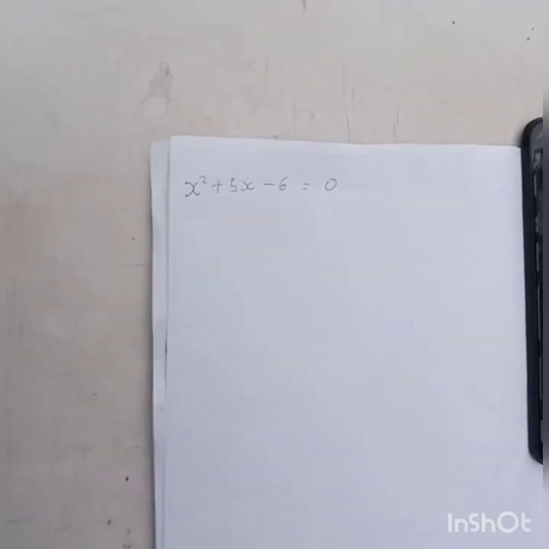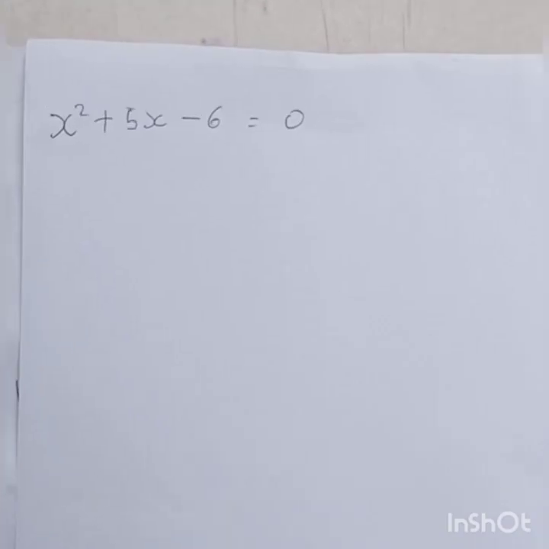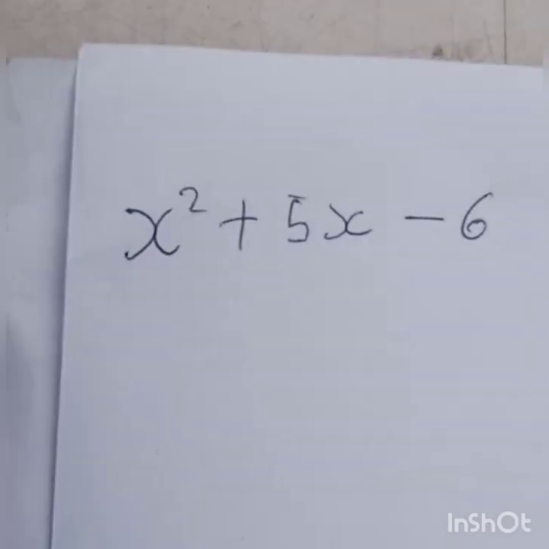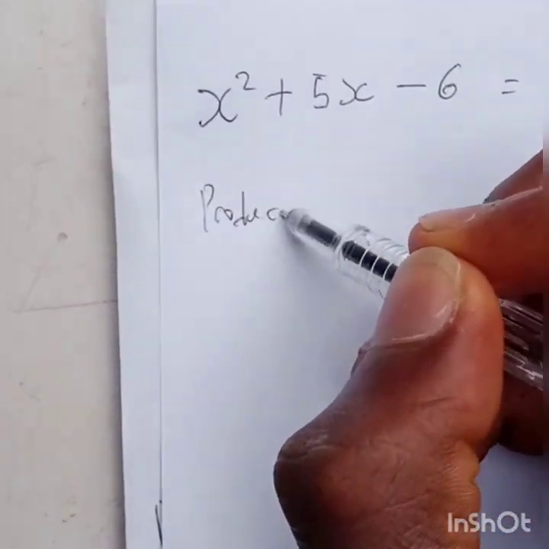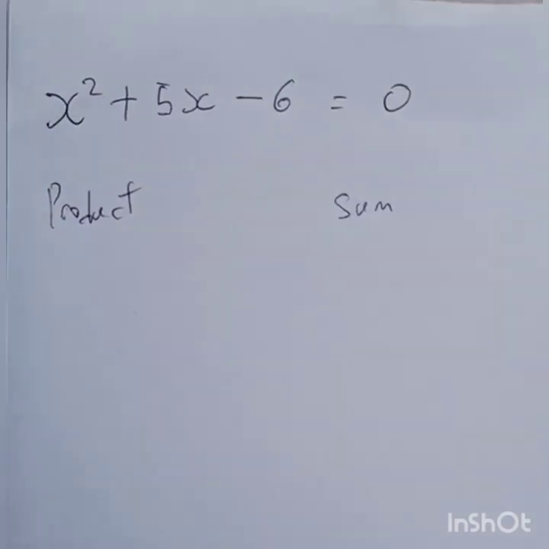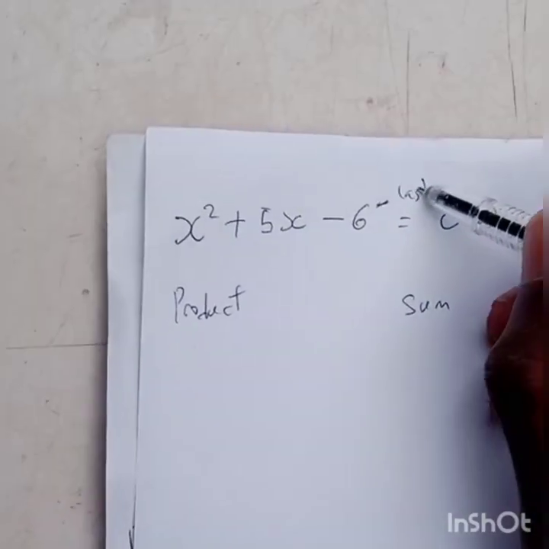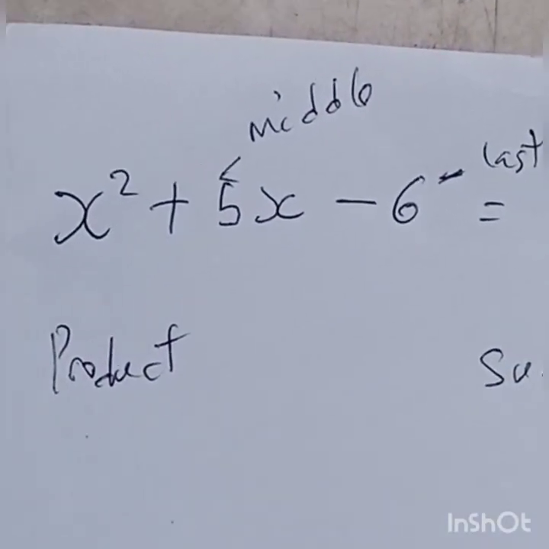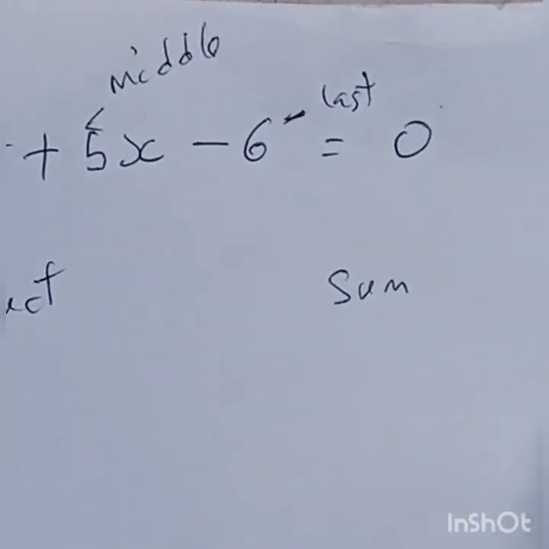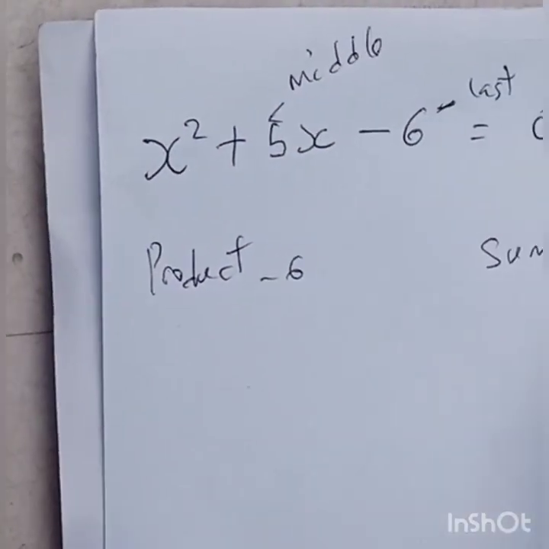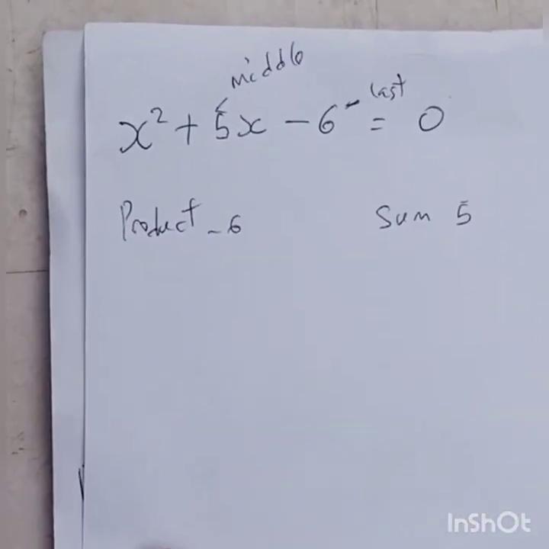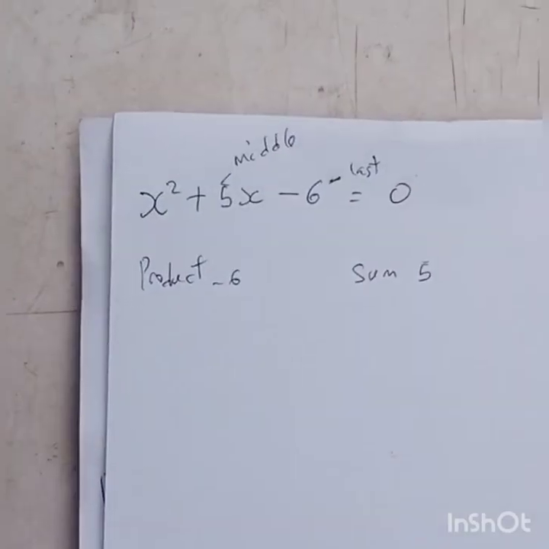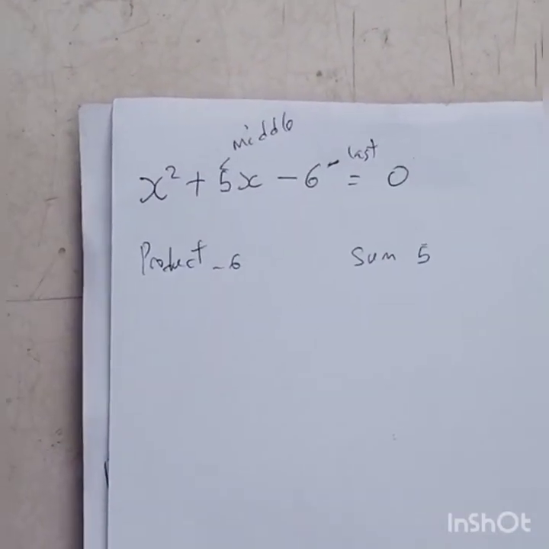In this kind of question, when we have x squared plus 5x minus 6 is equal to 0, if we want to solve by factorization, we have to look for the product and sum. We look for the product of the last constant and the middle constant. The last constant in this question is -6, and the middle constant is 5. So the two constants that when we multiply them give us -6, and when we add them give us 5, that is what we are looking for.